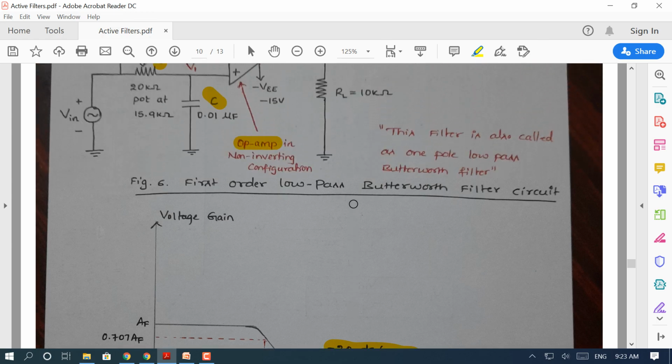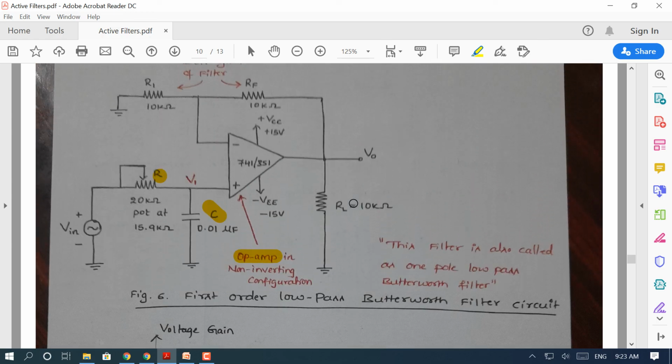Let us have a look at this circuit here. I am trying to determine the voltage V1 here. To determine the voltage V1, we can apply the voltage division rule. Let us consider this as an impedance. There is a resistance here. So, these two come in parallel combination.